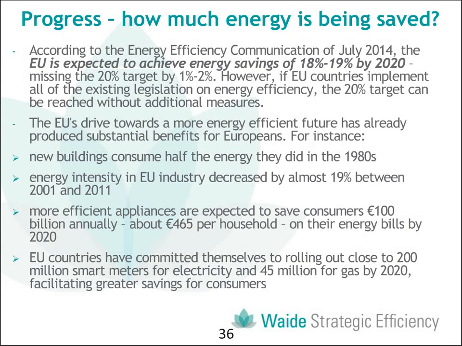We can see some more headline figures here. For example, more efficient appliances are expected to save consumers 100 billion euros annually by 2020, at an average of just under 500 euros per household on their energy bills. And the EU countries are rolling out 200 million smart meters for electricity and 45 million for gas by 2020, which is the vast majority of the electricity meter stock.